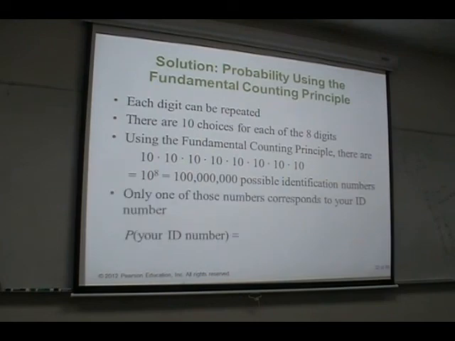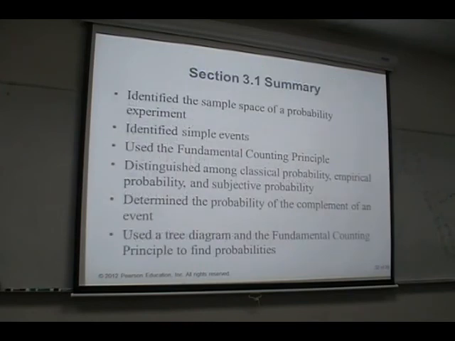Okay, so it's not real good. So you would have 1 divided by 100 million, because there's only one number that's yours, and the odds of getting your exact number when they generate it would be very, very slim. Okay, 1 out of 100 million. Okay, and that's the end of this section.